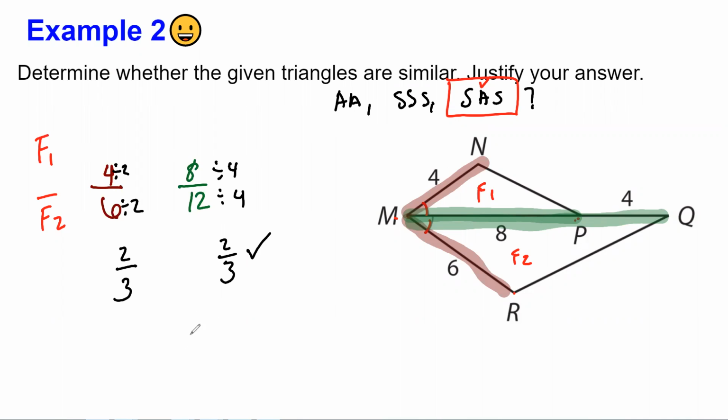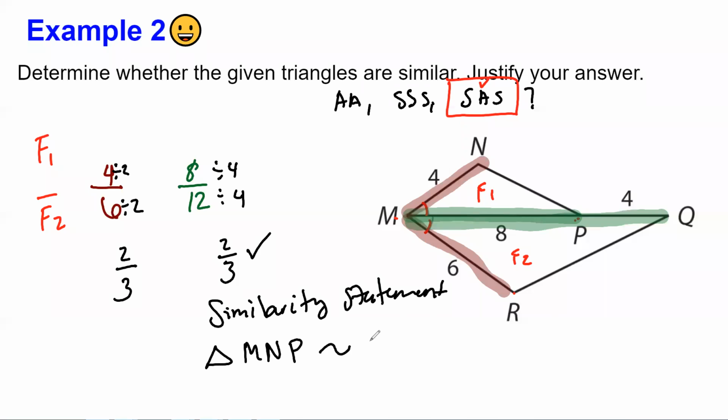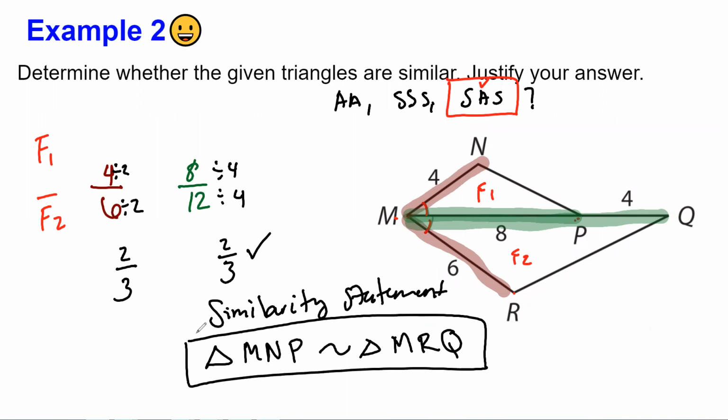Let's go ahead and state our beautiful similarity statement. All right, so triangle, which one do you guys want to start with? M and P, NMP, MNP. Similar to triangle, M is going to be corresponding to M, N is corresponding to R, and Q to P. There you go. Not too bad, huh? Not too bad. All right.